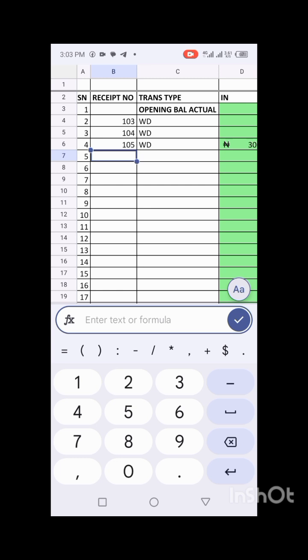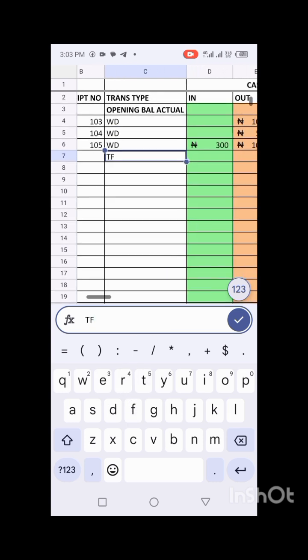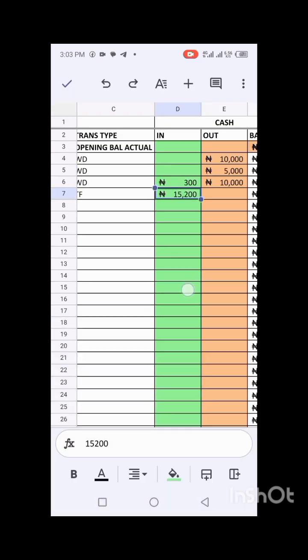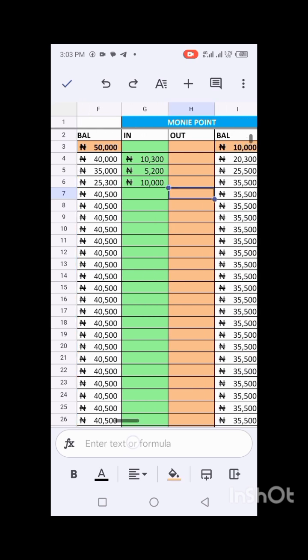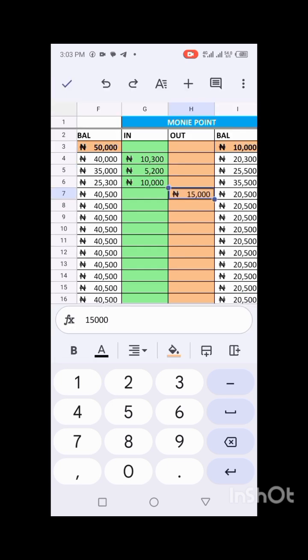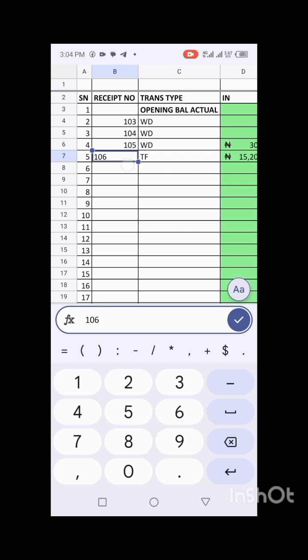Then the next transaction, the customer came to make a transfer, that is to make a deposit to either his bank account or someone's bank account. This time around, the person brought cash, so transfer or deposit can be called TF. The person brought the sum of, let's say, 15,000 naira, and you said your charge for processing this transfer is 200. So the person gives you 15,200 naira, and you process this transaction, which means the sum of 15,000 will leave your money point account, having done the transfer for the customer. That's money out for you. So that is that, and we can call this 106.